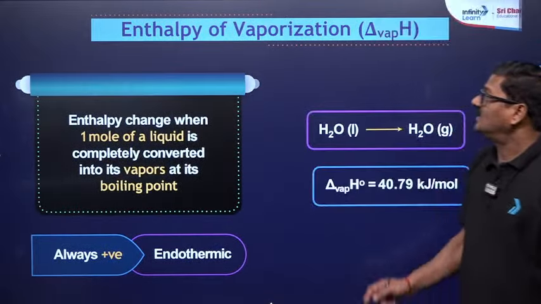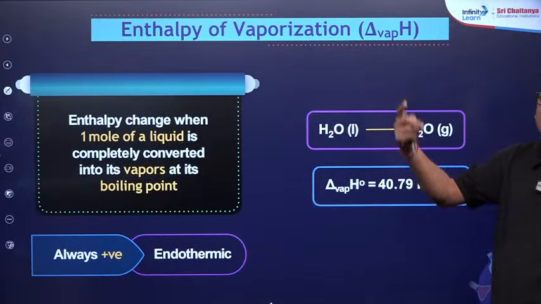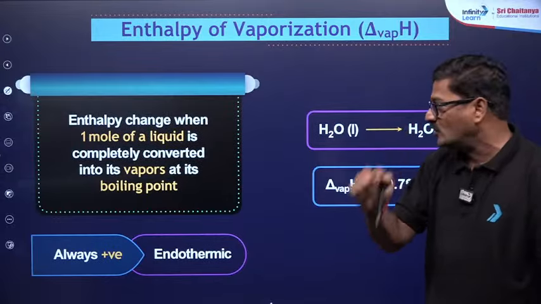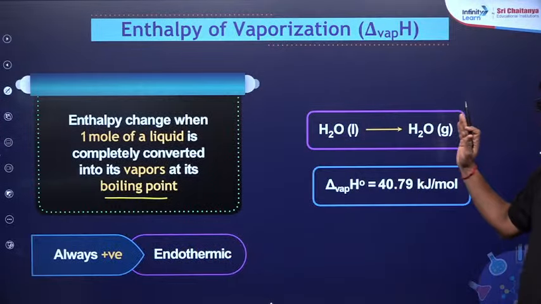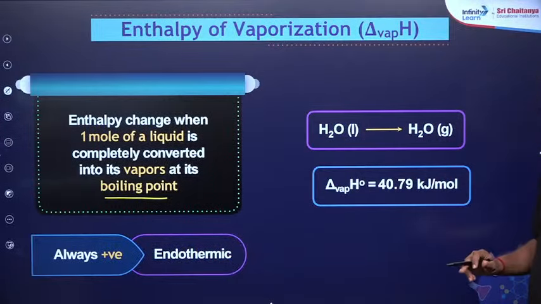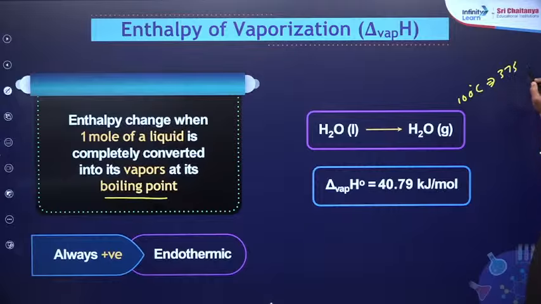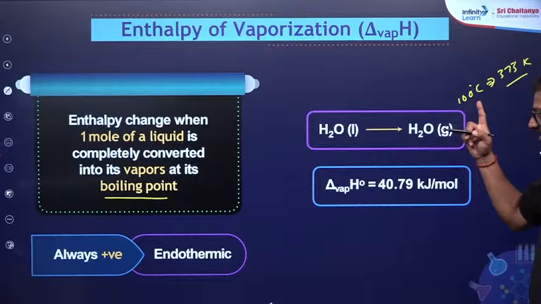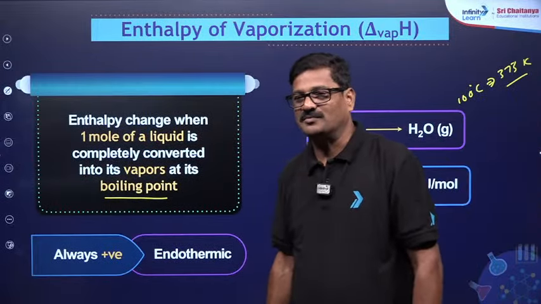And enthalpy of evaporation: the liquid is converted into vapor. It is going to evaporate at its boiling point. H2O liquid is converted into H2O gas. It happens at 100 degrees centigrade, that is 373 Kelvin. That is very important. And this is also an endothermic process.